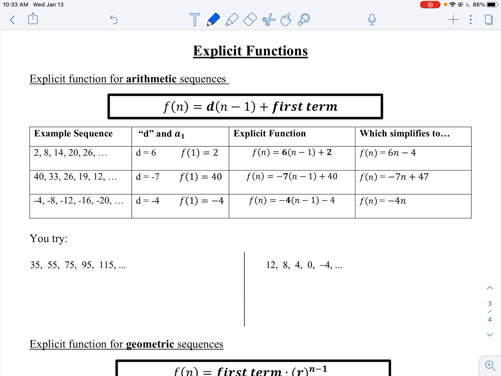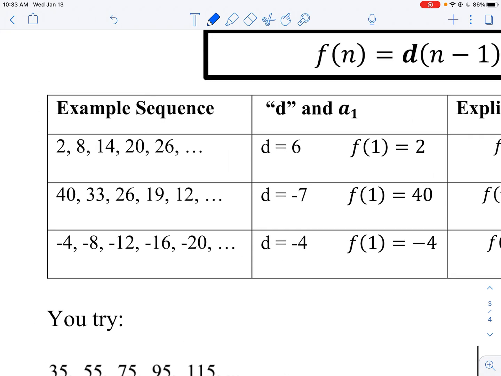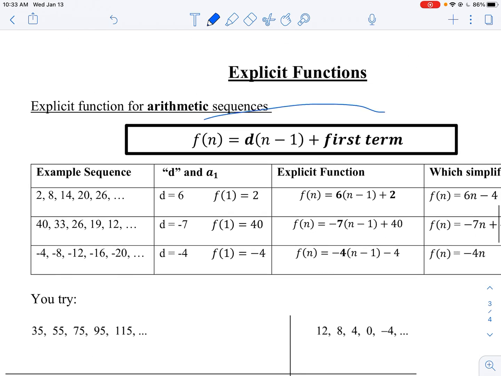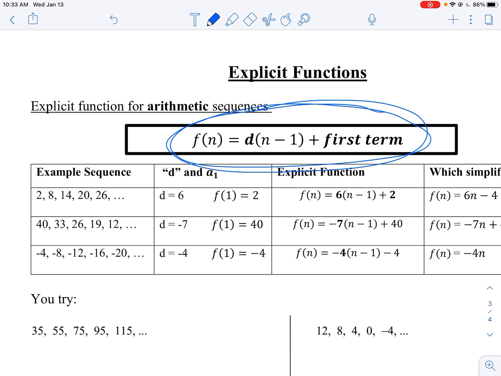And we're going to start with arithmetic sequences. With arithmetic sequences, it has a pattern of adding the same number every time or subtracting the same number every time, such as add 6, add 6, add 6, subtract 7, subtract 7, subtract 7. And this here is your formula for writing your explicit function for arithmetic sequences. You just write f of n equals your common difference times n minus 1, and then plus your first term.